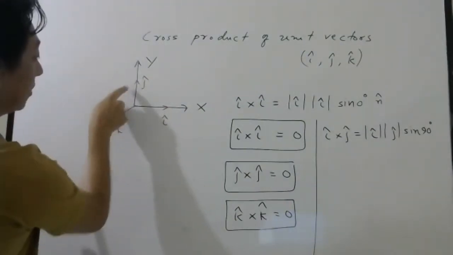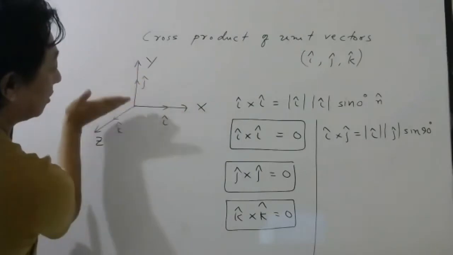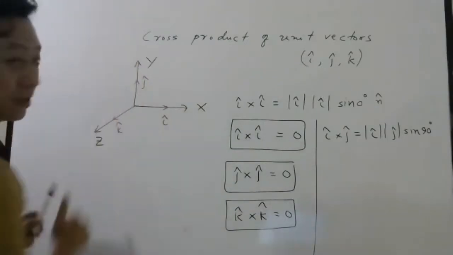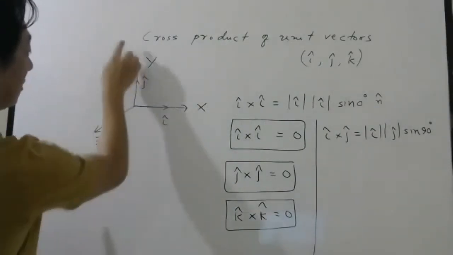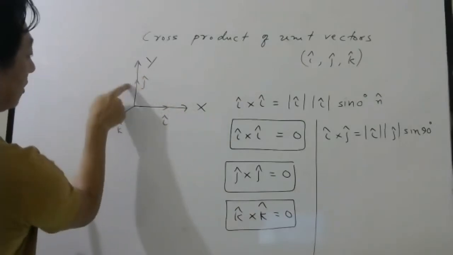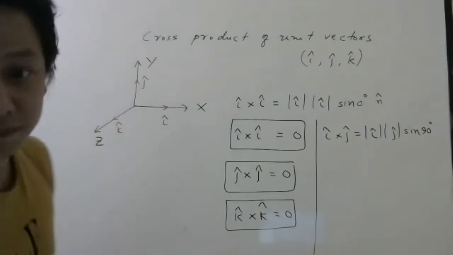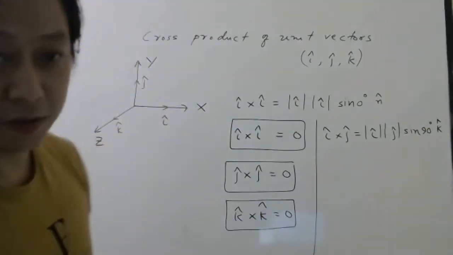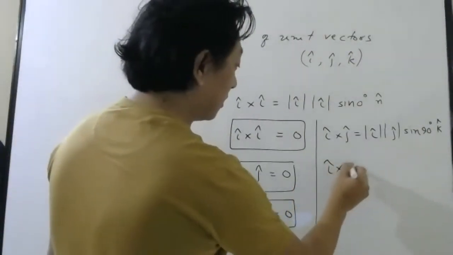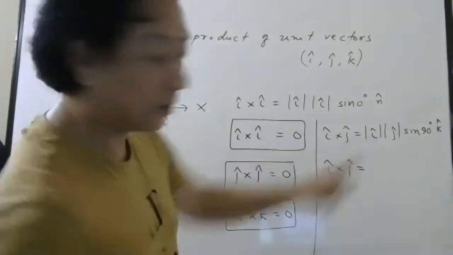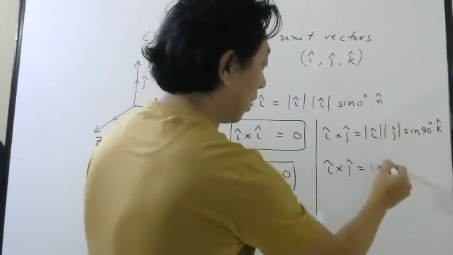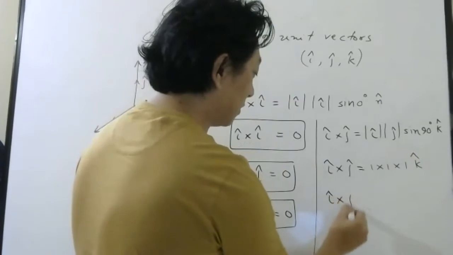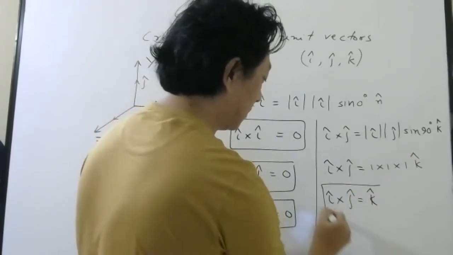i cap is here, j cap is here. i cap cross j cap: this vector cross this vector. What cap is this? i is here, j is here. So if you take the cross product of i cap cross j cap, where is the direction? k cap, right? So the unit vector here should be k cap. Understood or not? This is 1 because it is a unit vector, this is also 1, and this is k cap. So i cap cross j cap is k cap.